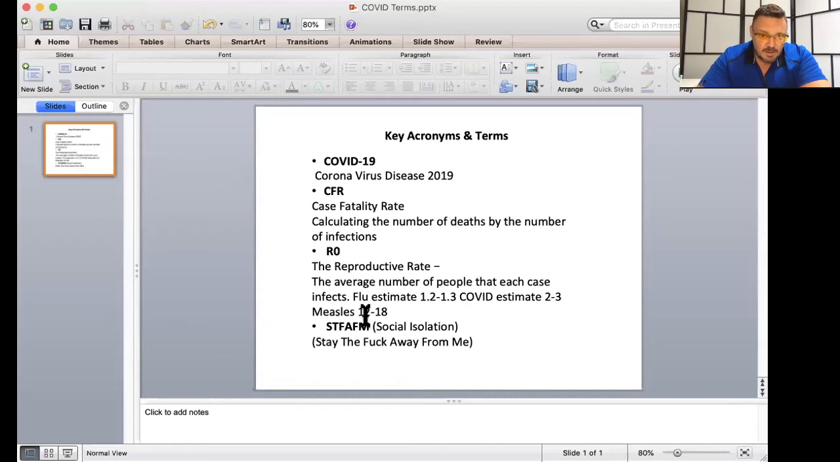And the final acronym is for social isolation, and I've made this one up myself. This is the STFAFM, and it stands for Stay the Fuck Away From Me. Now, we have these new terms that come out, social isolation, and it sounds pretty good, but it really means just avoid people, right? I don't know why the need for the pleasant wrapping, should we say, but really, I think it just stands for stay the fuck away from me.